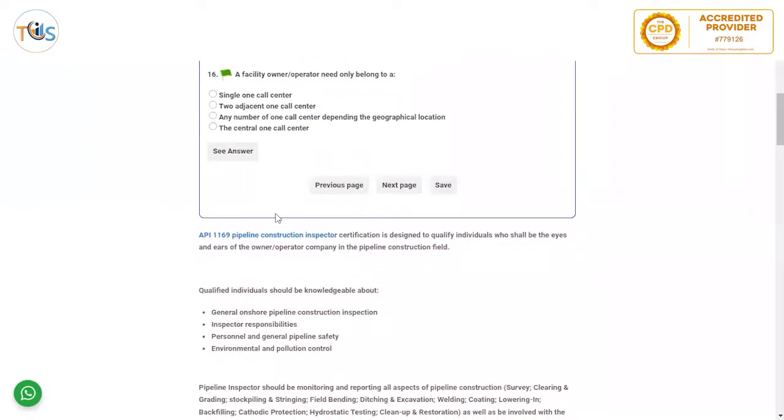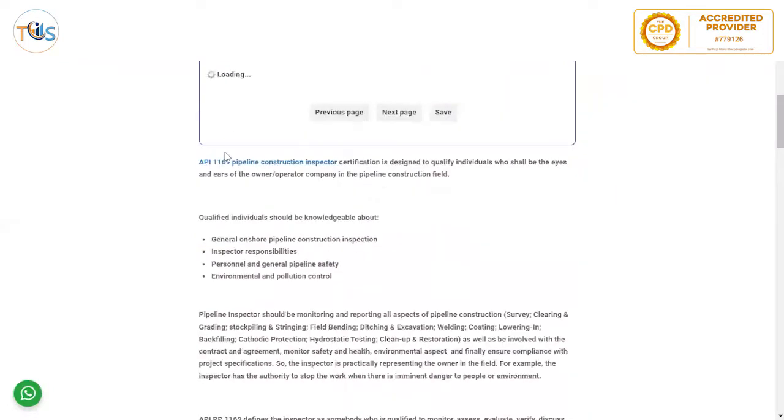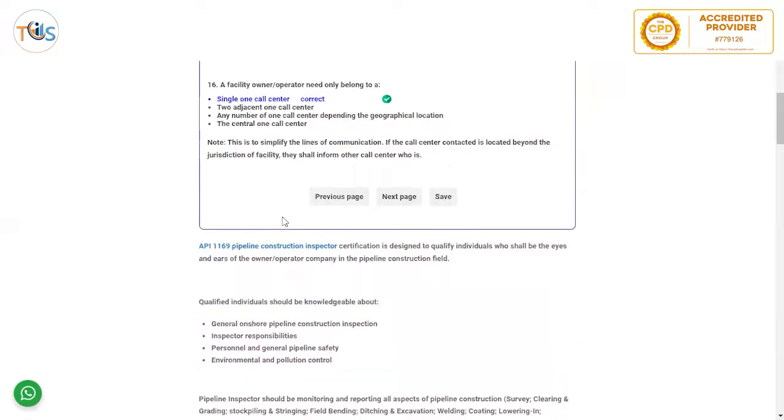Facility owner, operator need only belong to a single one call center, and so that's why you need to call one center so there is no confusion. These call centers are geographically located and they have an overlap with other call centers, so there would be one single processing facility for your request or any communication, so there would be no confusion here.